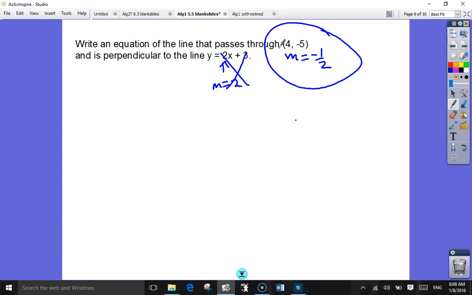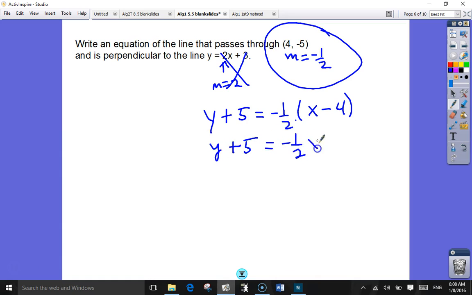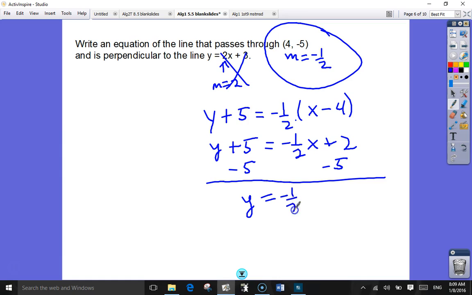Okay, so then whatever way you want to do it, I'm going to put it into point slope. y plus 5 equals -1/2 times (x minus 4). y plus 5 equals -1/2 x plus 2. Subtract 5. y is -1/2 x minus 3.